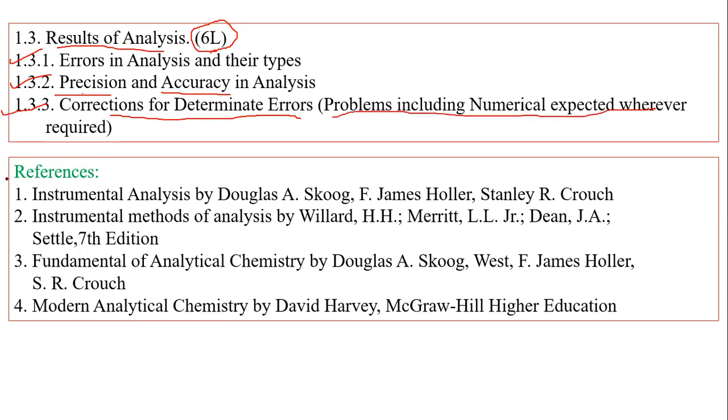The reference material for this unit: the first book is Instrumental Analysis by Douglas S. Cook. The second book is Instrumental Methods of Analysis by Willard H.H. The third book is Fundamentals of Analytical Chemistry by Douglas A. Skoog. The fourth book is Modern Analytical Chemistry, by the McGraw-Hill publisher.